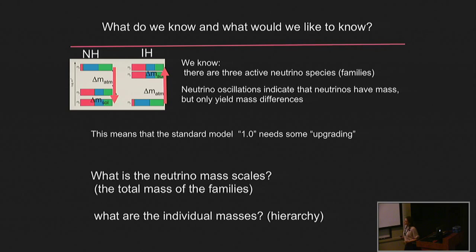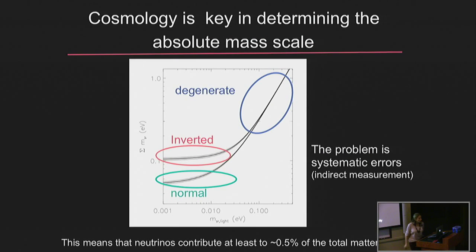So what we would like to know is, what is the absolute neutrino mass scale? And that is the total mass of the families, if we want to translate this question into a question accessible to cosmology. And ideally also, what are the individual masses, so we can know what the hierarchy is. And this has some implications, again, for experiments in particle physics. So I will try to convince you that cosmology is the key in determining the absolute mass scale.